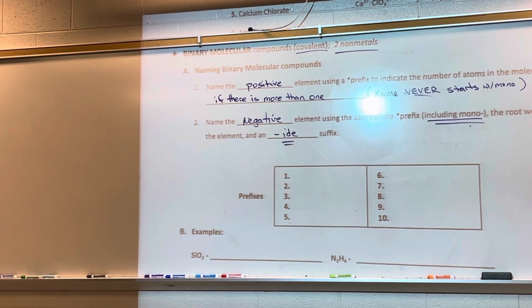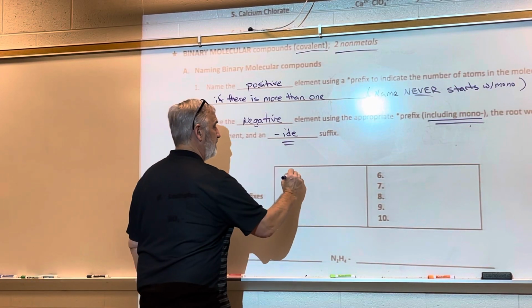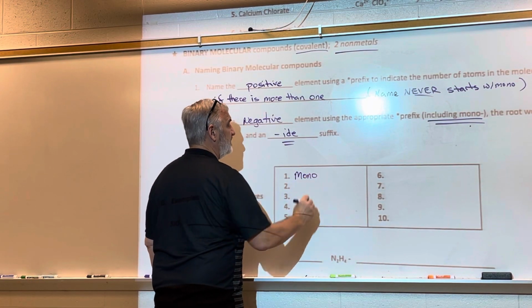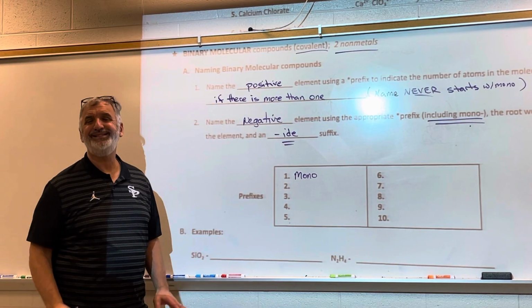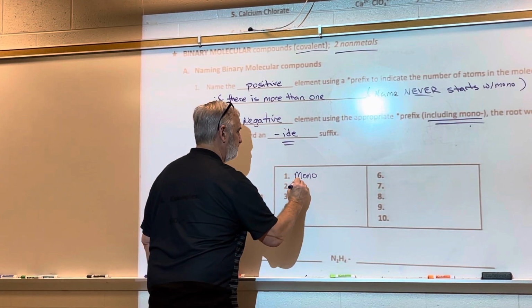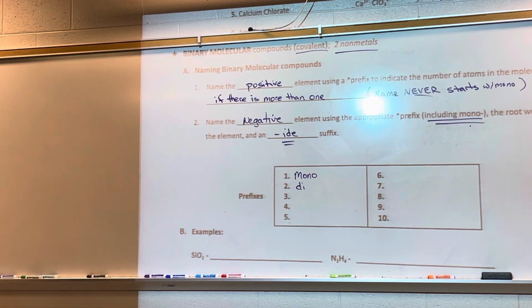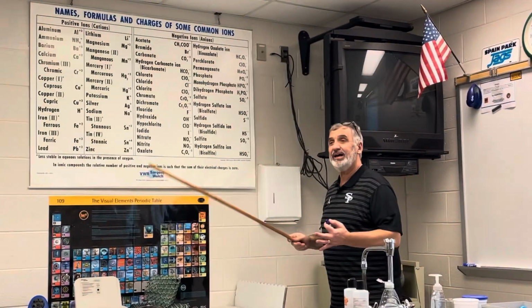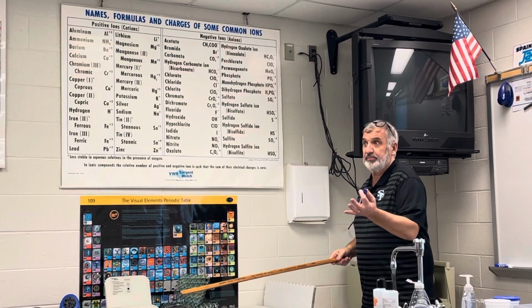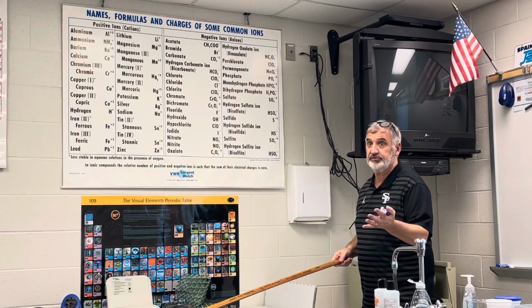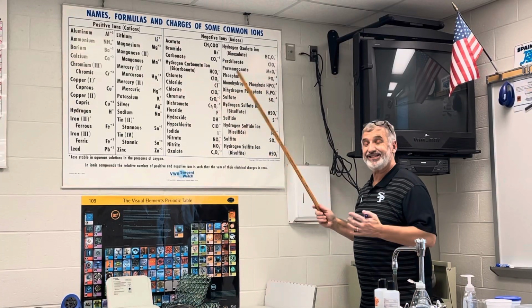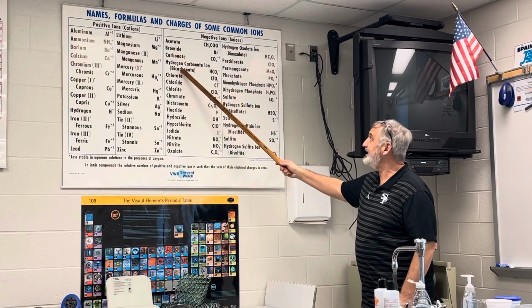This is much simpler. But what are the prefixes? What's 1? We already said. Mono. Now what's 2? Di. All right? Now, look up here on this chart. A lot of times bi is used as a prefix for two. A bicycle has two wheels, okay? But in chemistry, bi is going to mean hydrogen.